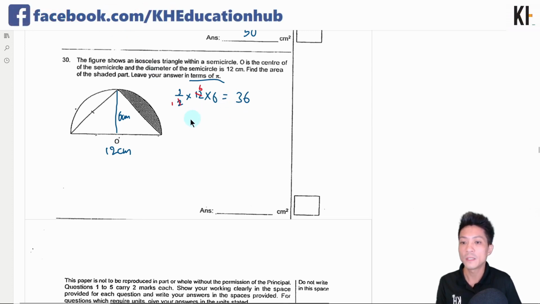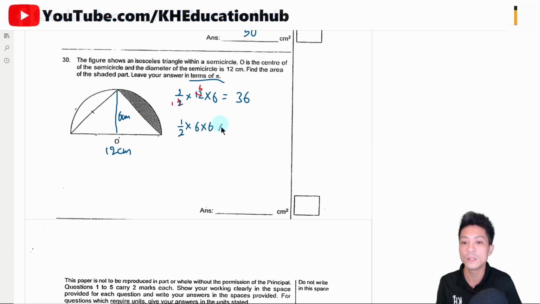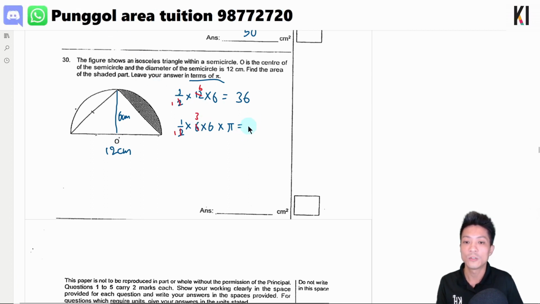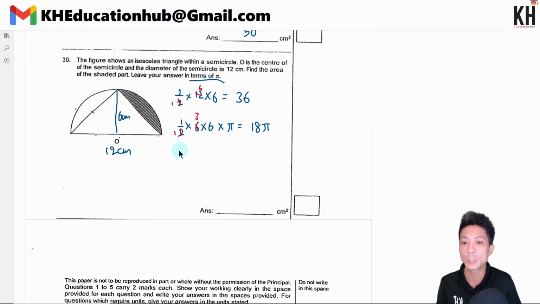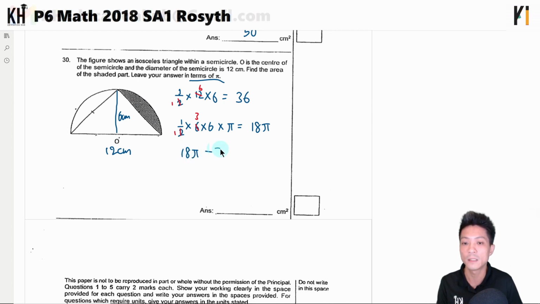Next I'm going to find the area of the semicircle. That'll be half times radius squared times pi, right? Reduce your answer, divide by 2, divide by 2. 3 times 6 will give me 18 pi. This is the area of the semicircle. So to find the area of these two parts, I need to use 18 pi minus 36.